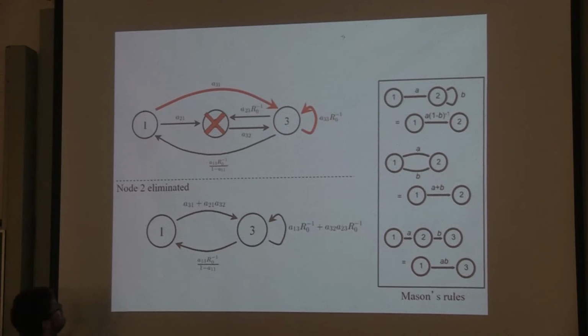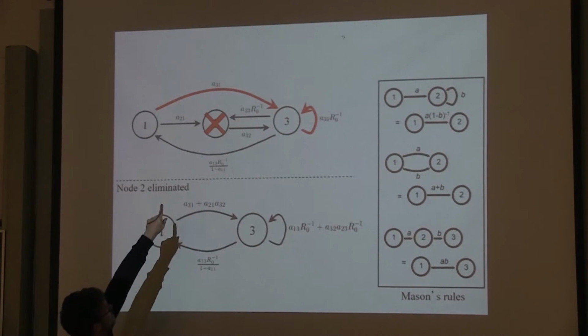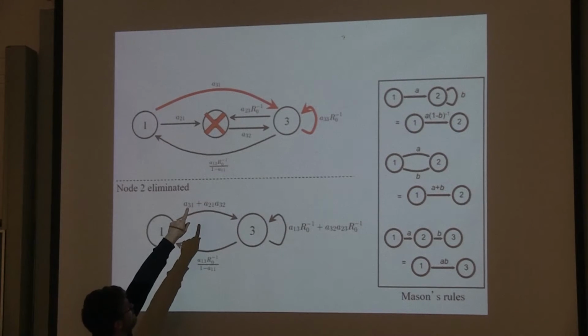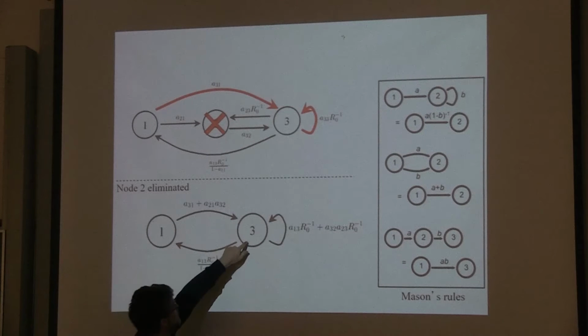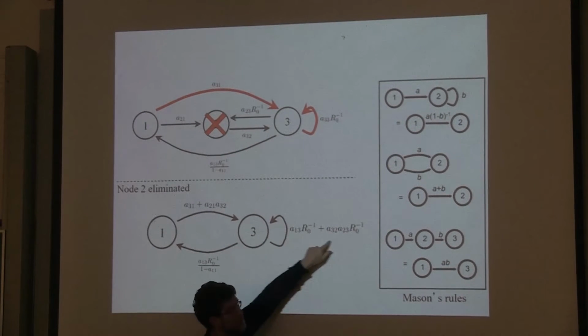And so we can replace, if we go from node 3 to node 2 back to node 3, that's the self loop that has weight A32, A23, R naught to the minus 1. And then we just have these two self loops that are in parallel. And then we add this here, okay?